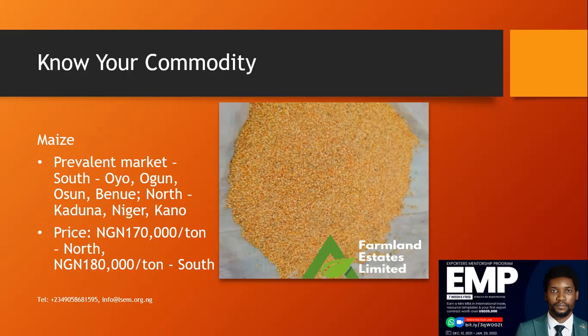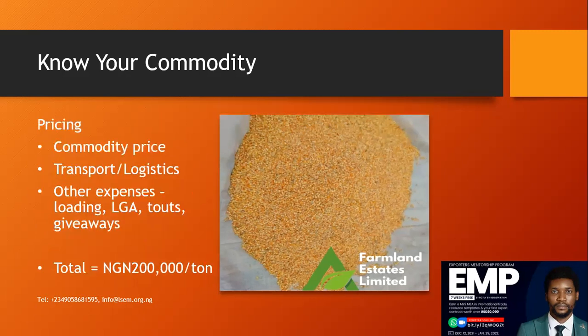And the price, okay, this price was about 3 months ago. It was the price for about 3 months ago when it was like 170, 180,000 naira per ton. Not now. I know the price has increased in the market. So you have an idea of what the commodity is all about.